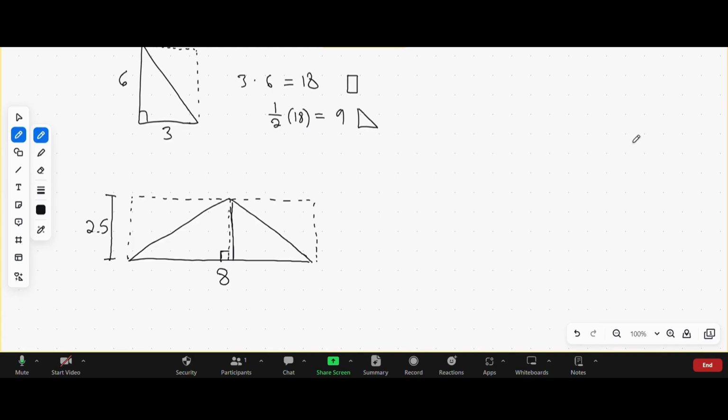So if we want to take just the area of the triangle, we do 1/2. The base is 8, height is 2.5. 8 times 2.5 gives us 20, so 1/2 of that equals 10, and there's our area.